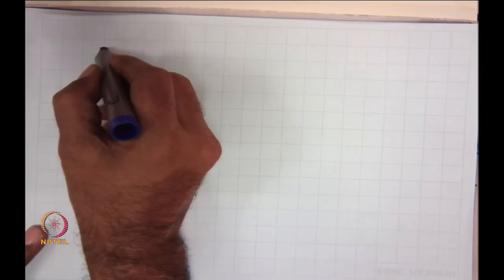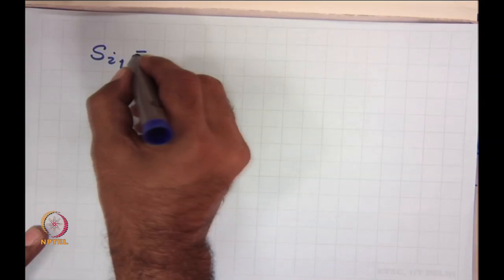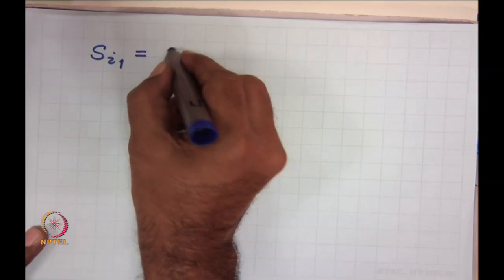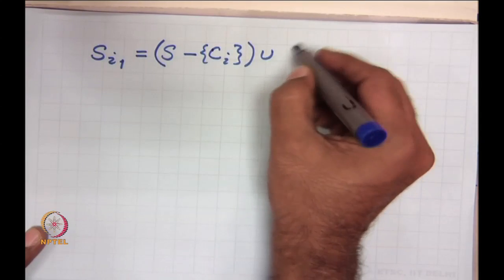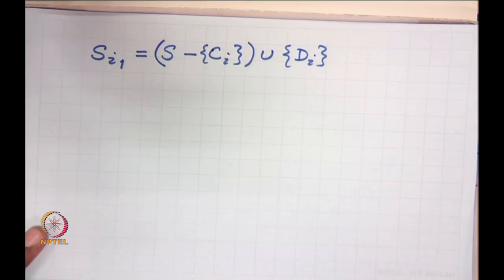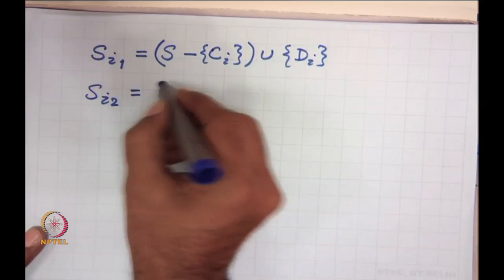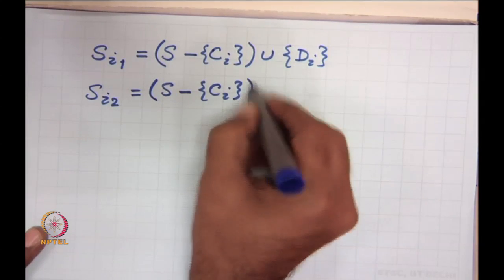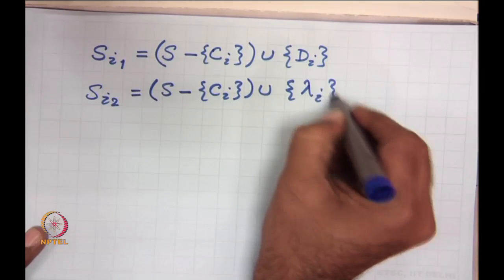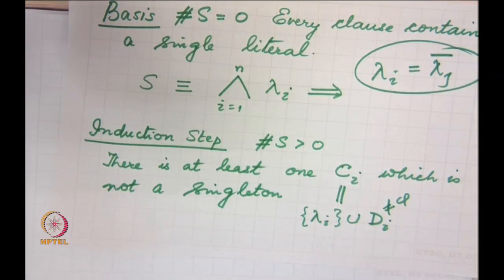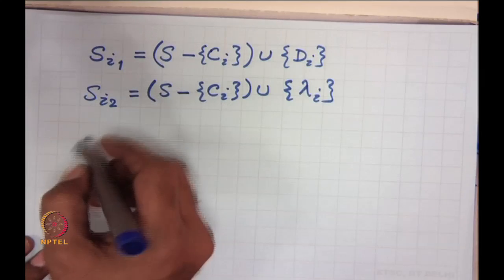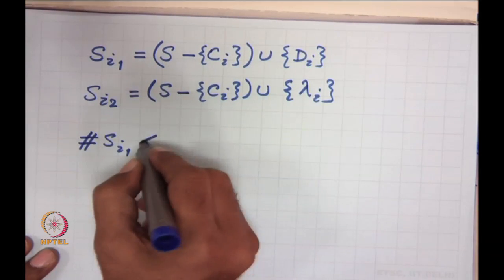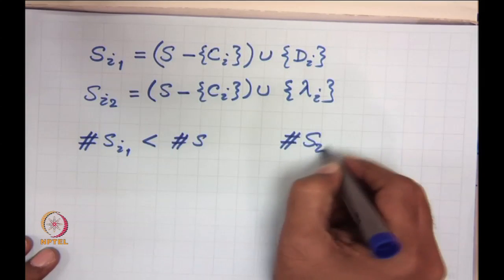Now, let us look at Si1. Si1 consists of S minus Ci union Di. And let me consider Si2. Si2 consists of S minus Ci union this lambda i. So, we split one clause Ci into two parts, separating out one literal from the rest of the clause, and now we are considering two sets where it is clear that hash Si1 is less than hash S and hash Si2 is less than hash S.